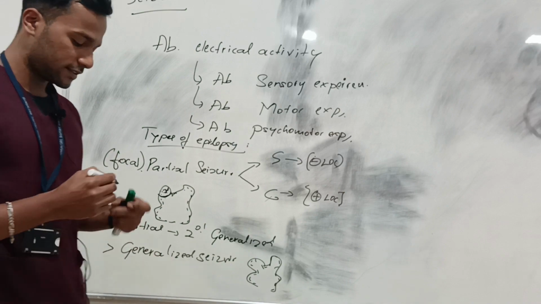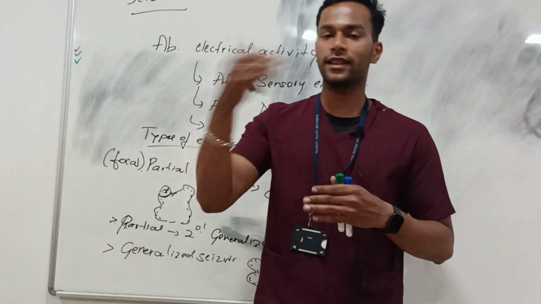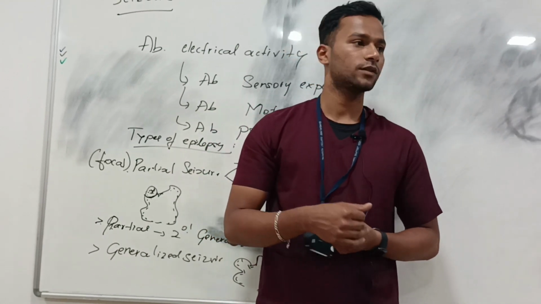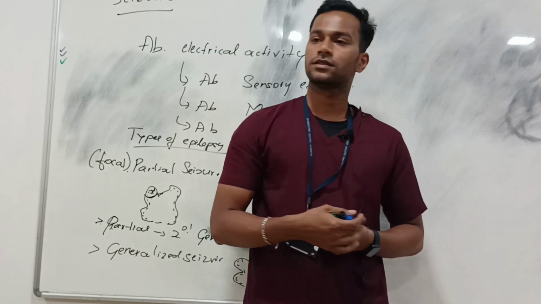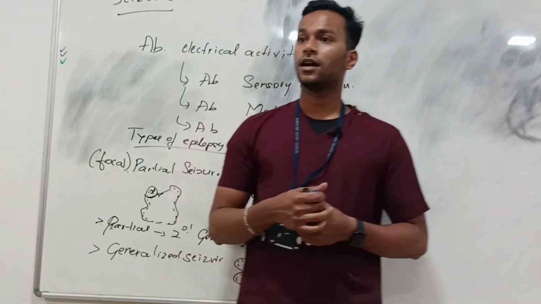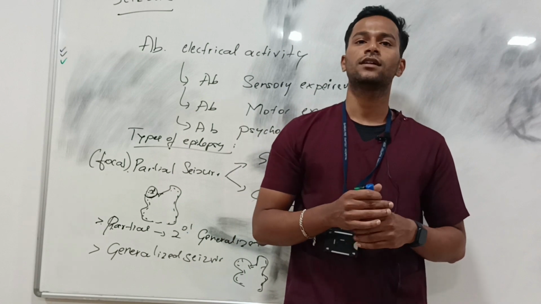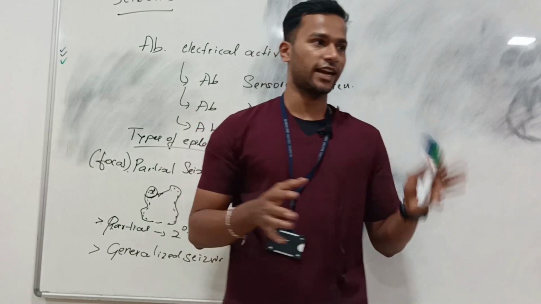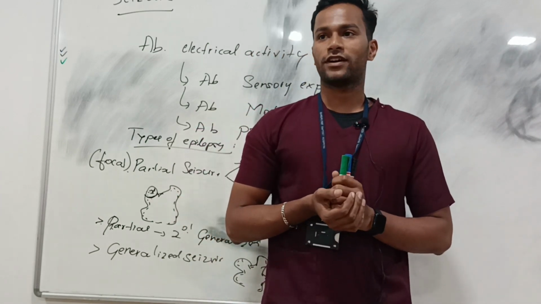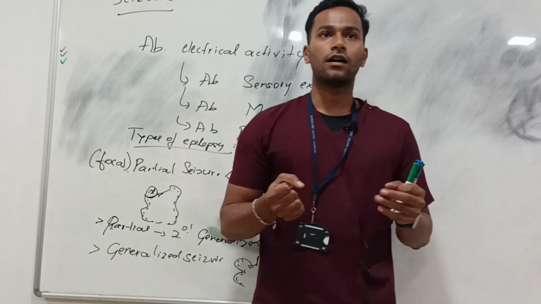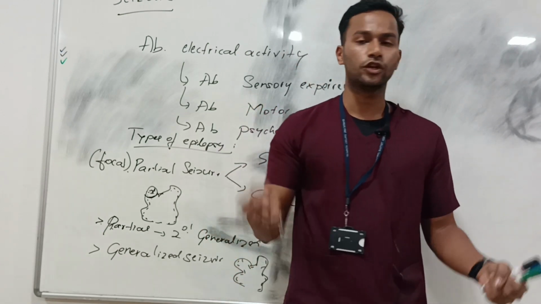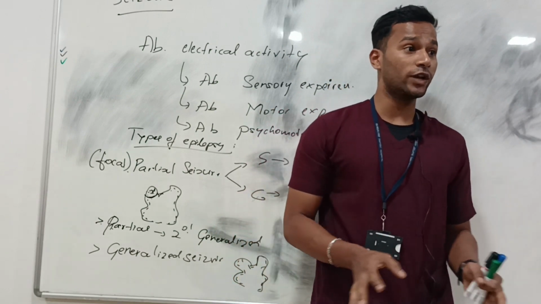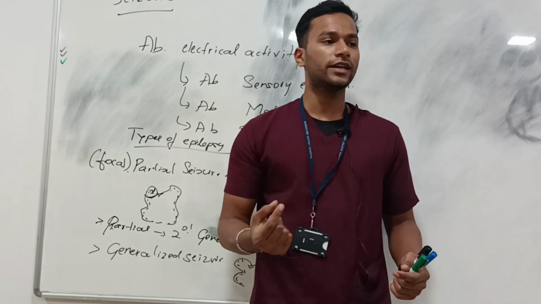In generalized seizure, there are a few different types. What are they? Anyone knows? Tonic clonic, atonic, myoclonic, and absent seizure. These are the different types of generalized seizure. I'll come to tonic first. In tonic, there will be stiffness of the body. Due to the abnormal discharge, there will be just a stiffness of the body. That is tonic.